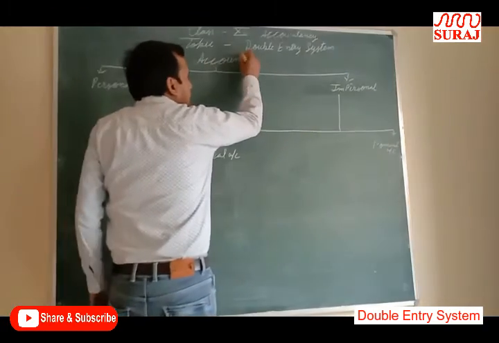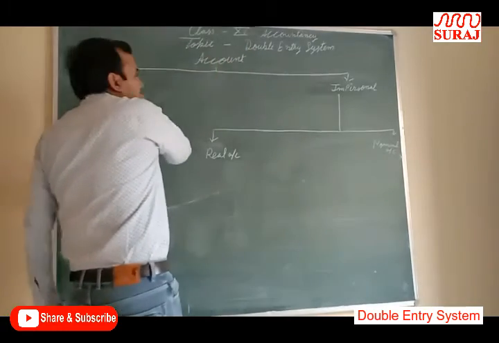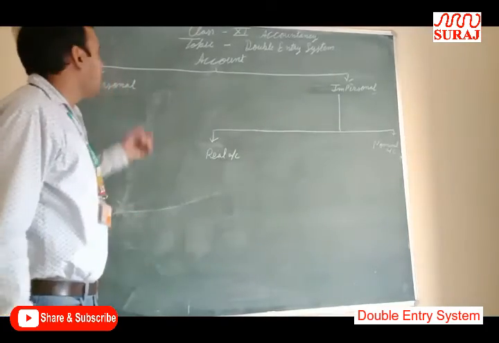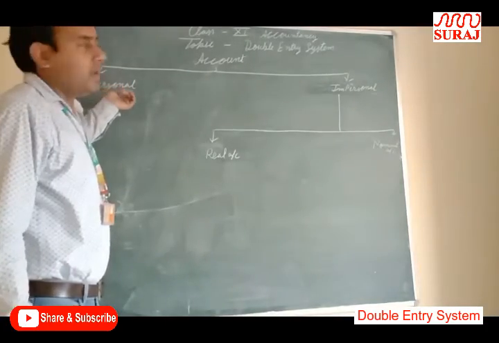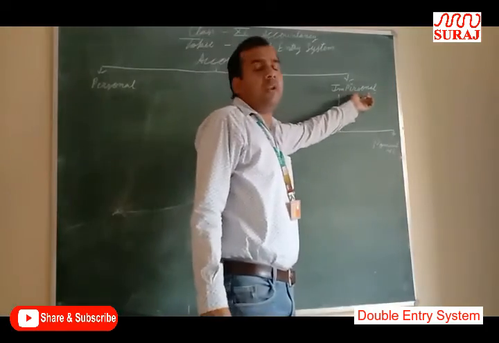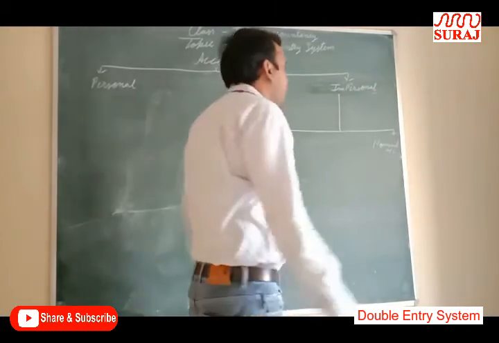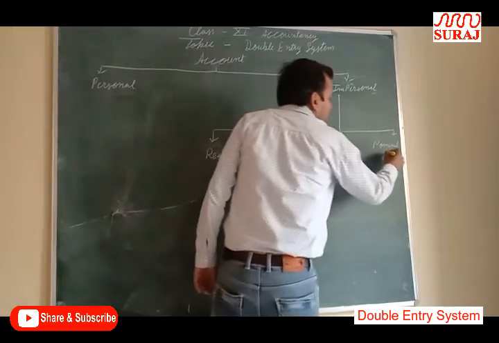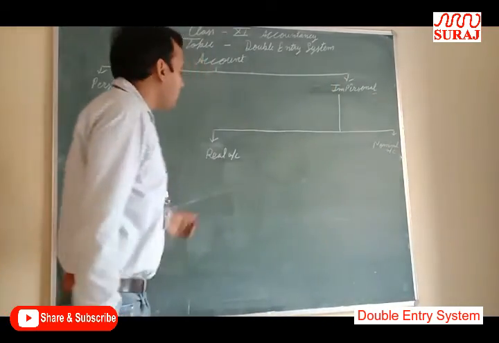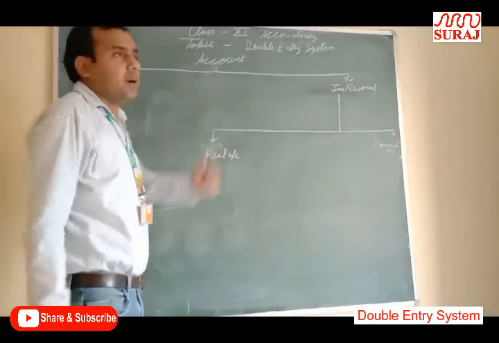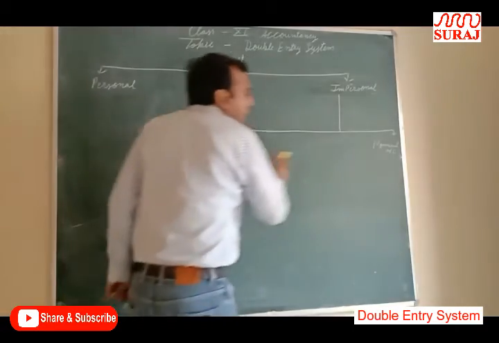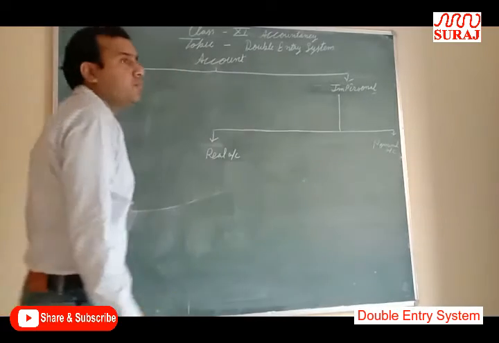First of all, accounts. Accounts are divided into two parts: first, personal, second, impersonal. Personal means it belongs to a person. Impersonal means it does not belong to a person. Impersonal is again divided into two parts: real account and nominal account. So we can say that accounts are of three types: personal, real, and nominal.